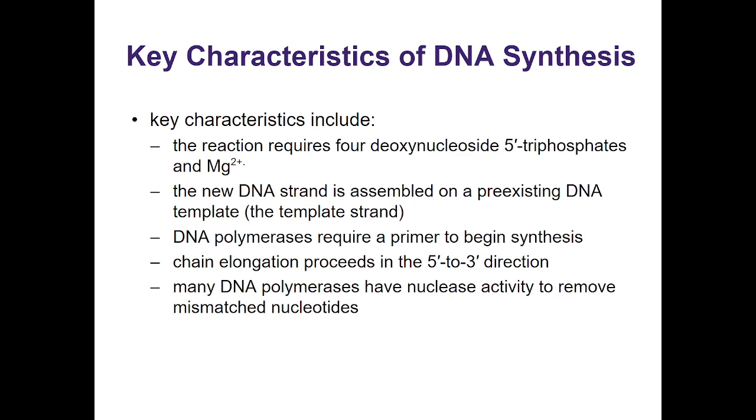So the key characteristics of your DNA synthesis are things like the reaction is going to require 4 deoxynucleoside 5' triphosphates. They're also going to require magnesium 2+. What is something I kept saying about anytime you have phosphate groups and you have to deal with those? What does it usually come with?